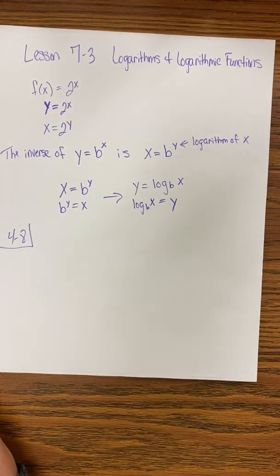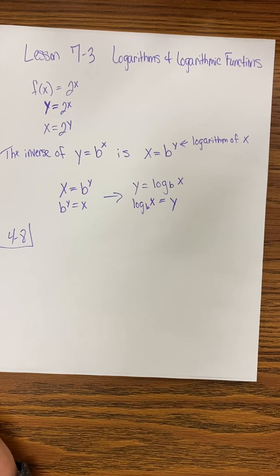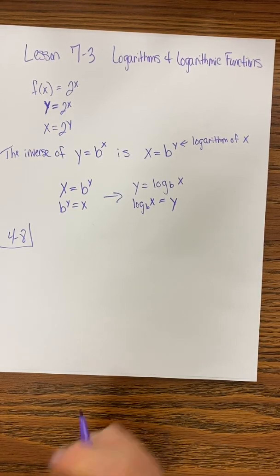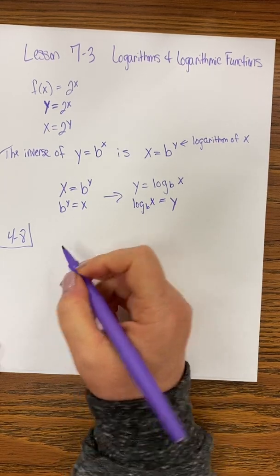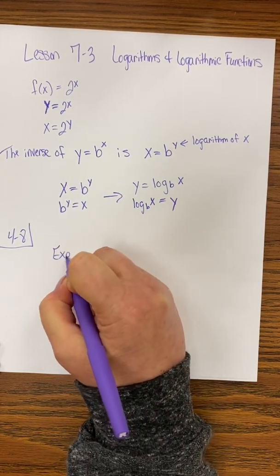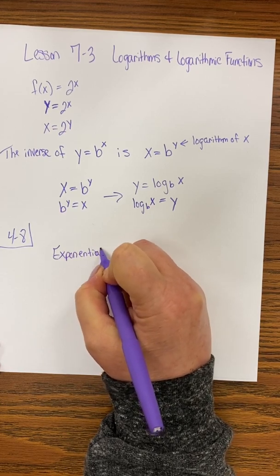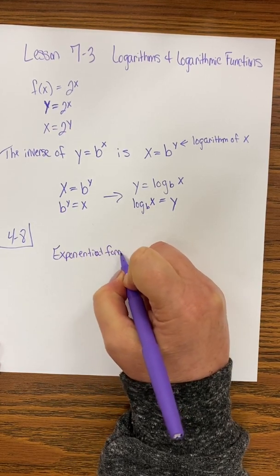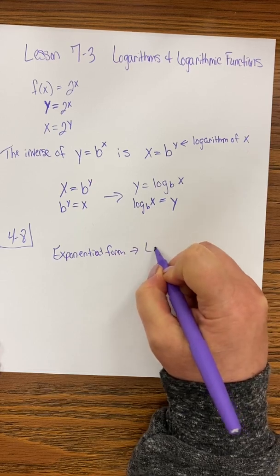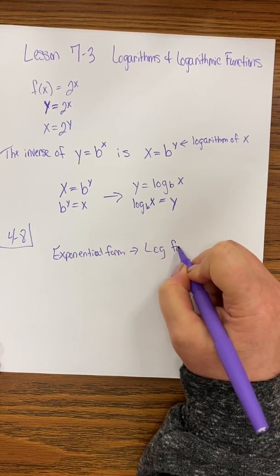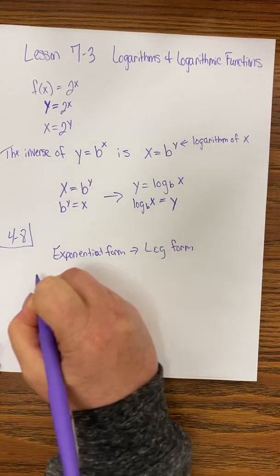In every problem on 4 through 8, you have to do both things. It'll give you a problem that makes you do exponential to logs, and then it'll give you a problem that makes you do logs to exponential. Every problem has two answers to it. This first one is going to be exponential form, and it's going to go to log form.